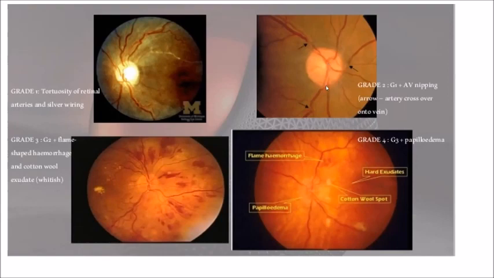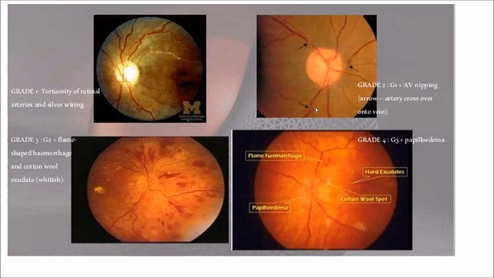This line, can you see this line? There is a strip of blood column visible, but in the center there is a whiteness or yellowness. But here the whole line is white. So this is silver wiring, and this is copper wiring.